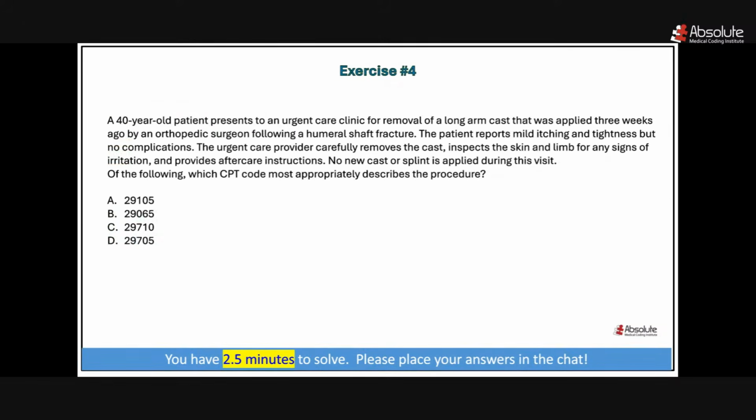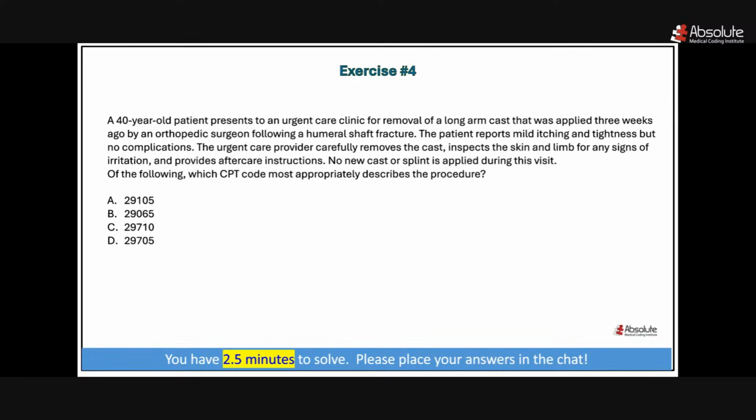Okay, here we go. Exercise number 4. Of the following codes, which CPT mostly describes the procedure? Options are option A 29105, option B 29065, option C 29710, option D 29705.